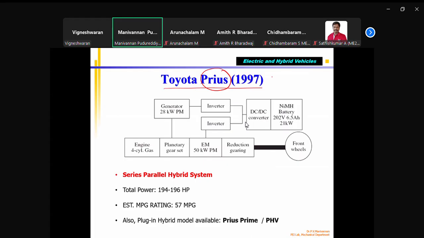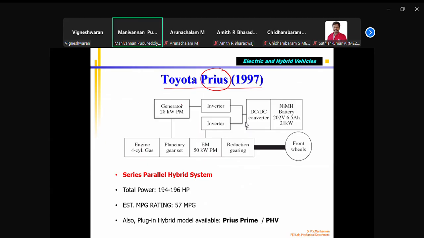1990 they started. Still, it is very popular. They sold more than 5 million or 10 million, I don't know. A very big number. They were able to sell throughout the world. There was no competitor for them as a hybrid. Now, new companies are coming.